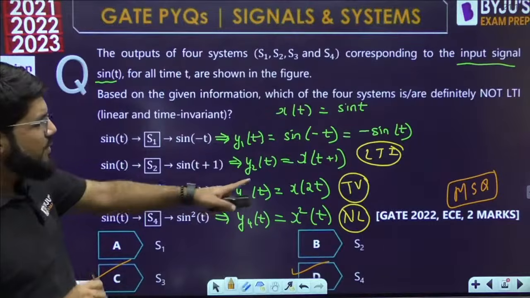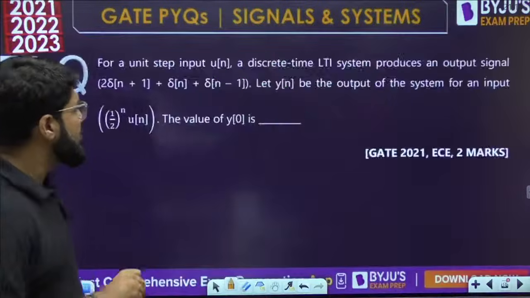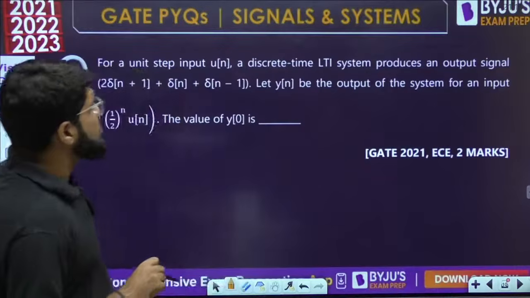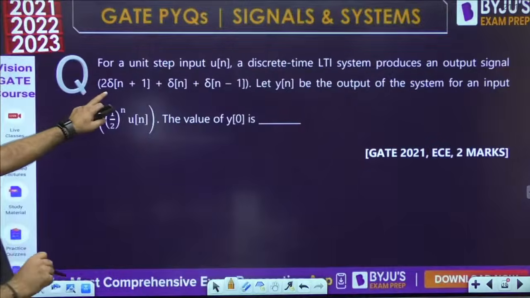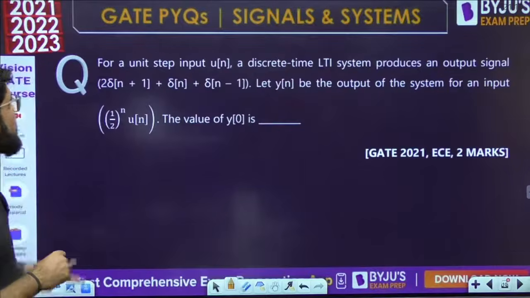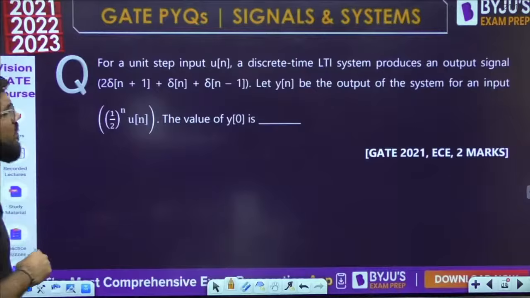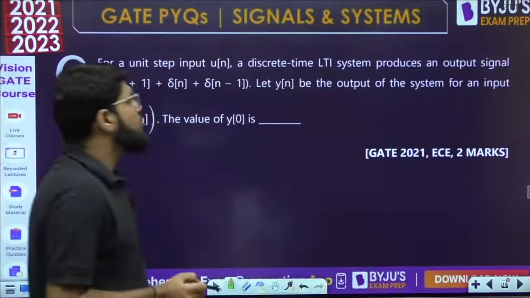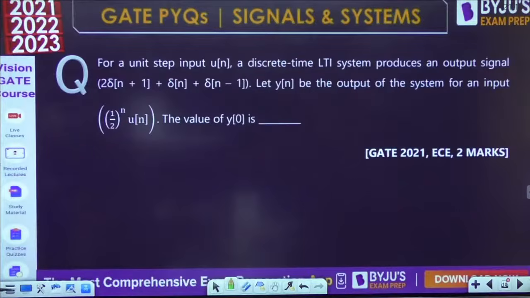Next question, guys. This was an MSQ, EC 2022, 2 marks question. For a unit step input u[n], a discrete time LTI system produces an output signal 2δ[n+1] + δ[n] + δ[n-1]. Let y[n] be the output of the system for the input (1/2)^n u[n]. What is the value of y[0]? What should be the value of y[0], the output of the system for a given input?